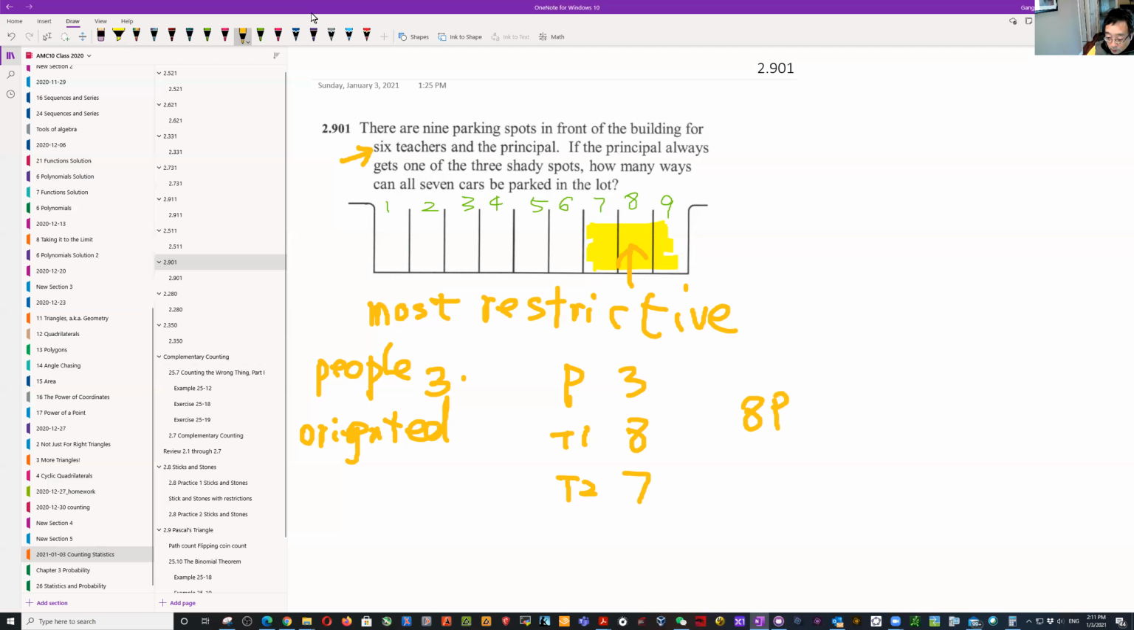So it's 8 permute 6. So equal to 8 multiply 7 multiply 6 multiply 5 multiply 4 multiply 3. 1, 2, 3, 4, 5, 6. So 8 permute 6 is also equal to 8 factorial over (8 minus 6) factorial. This is just 2 different symbols for the same action. And this is how the teachers are arranged. Then you also multiply by the leading 3, which is the principal. So it's 3 multiply this. That's going to be the end result. It's quite a big number, but anyway, this is how you should do it.